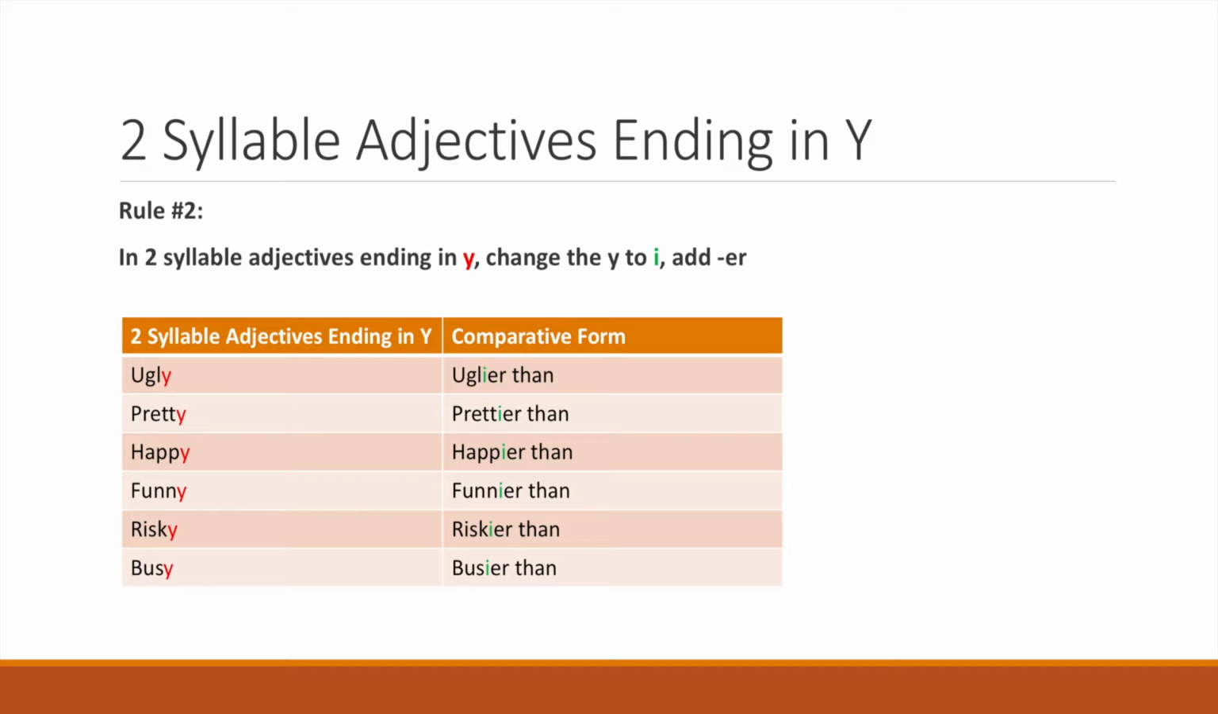Another example, we have the adjective pretty. We have to drop the Y, add IER, and then pretty becomes prettier than. Happy becomes happier than. Funny becomes funnier than. Risky becomes riskier than. And busy becomes busier than.